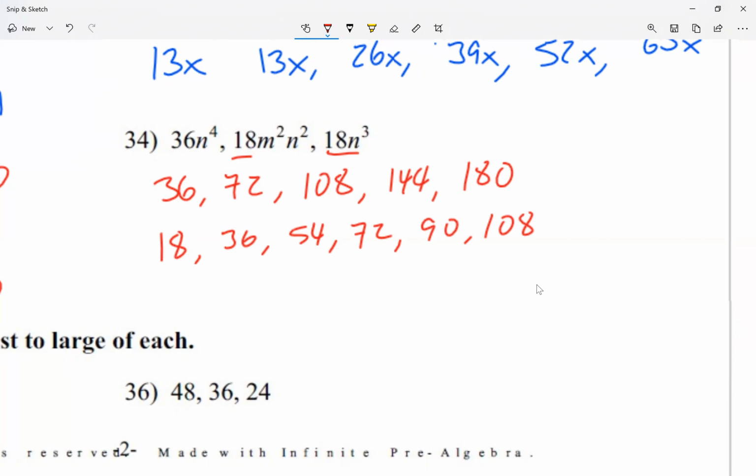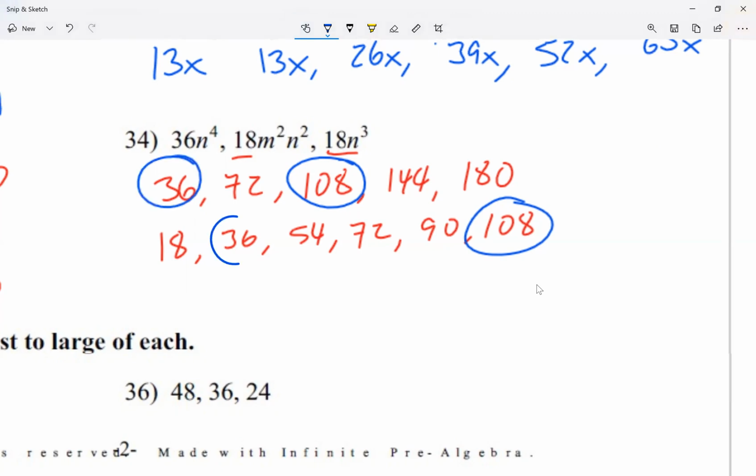Now let me find the least common multiple. Okay, I see 108 as a common multiple. But I'm not just asking for any common multiple. I'm asking for the smallest common multiple. I see 36 is a common multiple. 36 is smallest from all of them. So my answer number-wise will be 36. Again, I'm asking for the smallest common multiple. That's what least common multiple is.